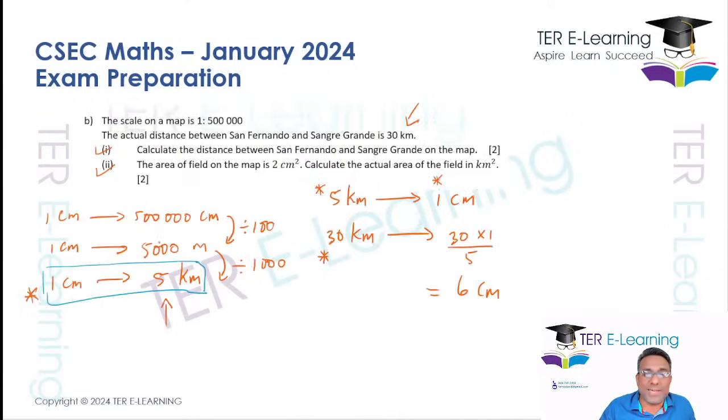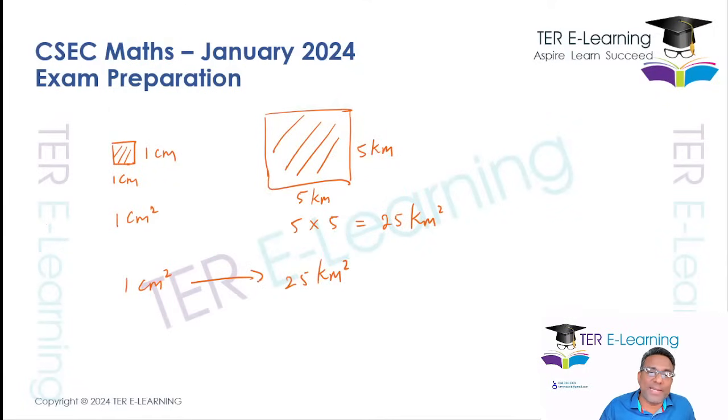Now, the question is asking, if I have a field that is 2 cm squared, what is the actual area in kilometers squared? I already know that 1 cm squared is equal to 25 kilometers squared. So for 2 cm squared, it's simply 2 multiplied by 25, which is 50 kilometers squared. This is one of those trouble areas for a lot of students.